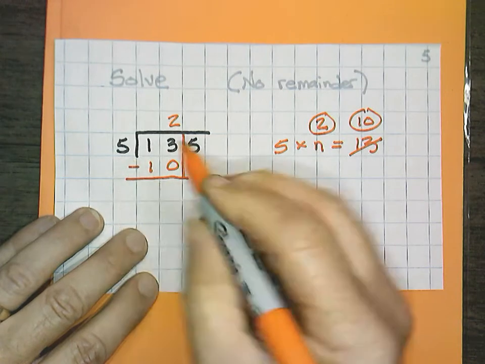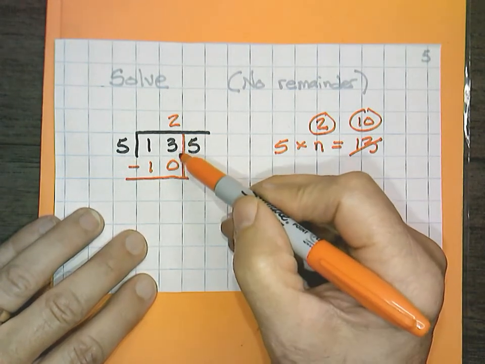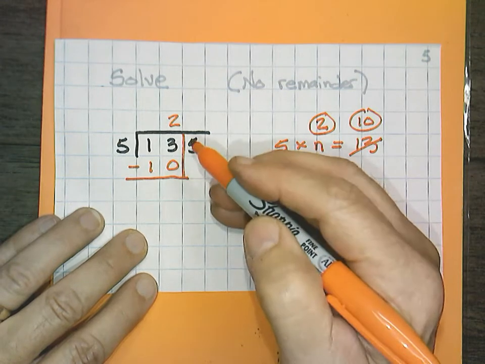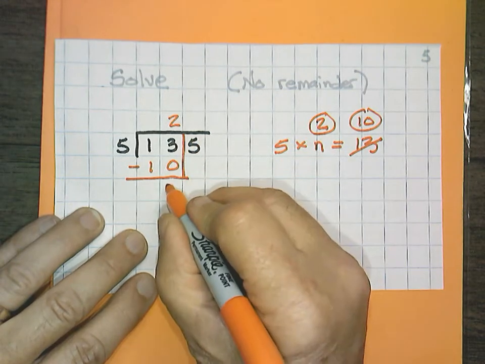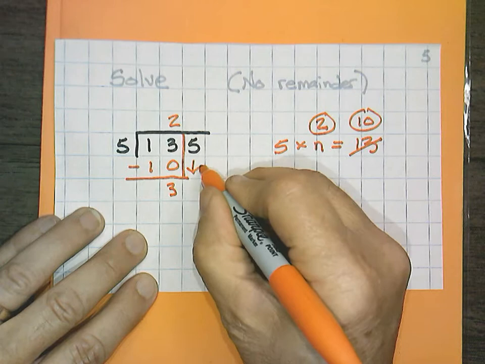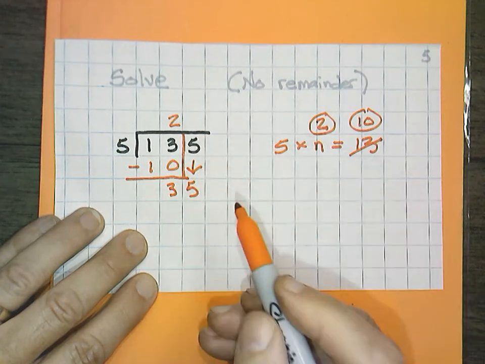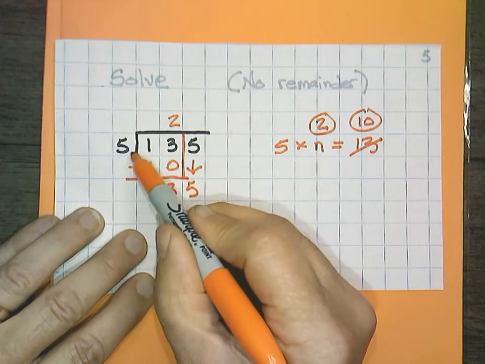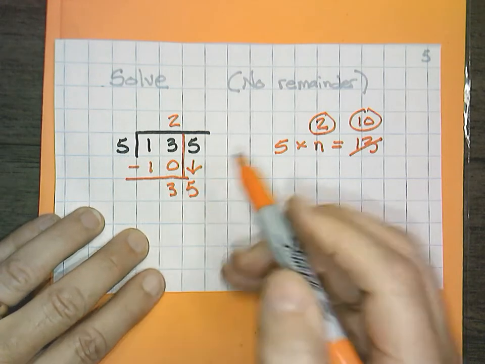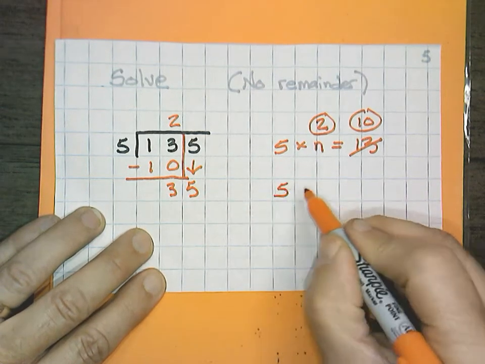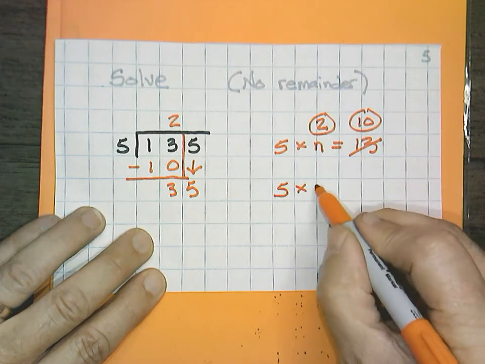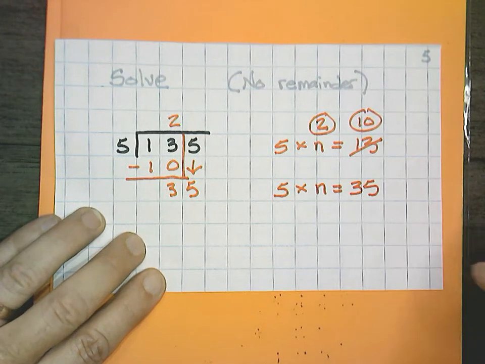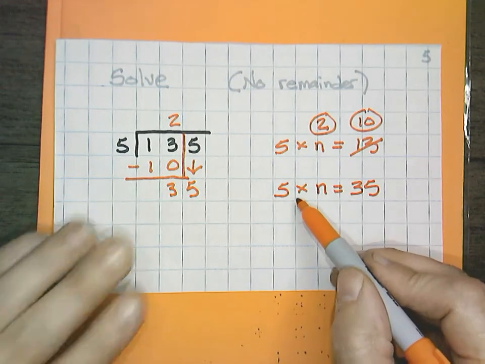You want to ask yourself, are these two numbers the same? And they're clearly not. They're different, and we have to find what is the difference. Well, the difference is 3. When we subtract, bring down the 5. And what we have now is 35 down here divided by 5. Well, we can use our multiplication again.